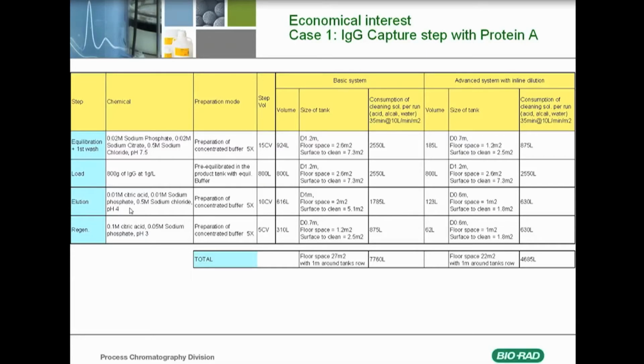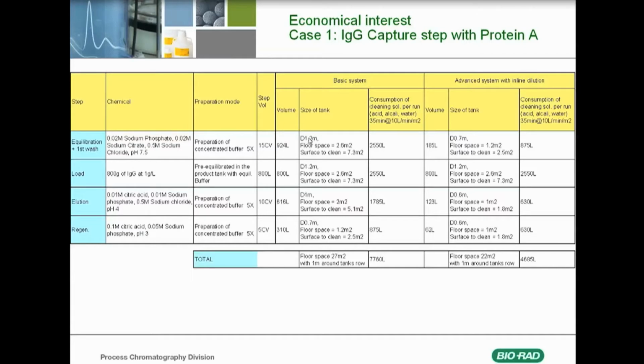So it is not possible to have one single buffer which is diluted at various ratios so as to prepare these different chemicals. Therefore, if we consider this step volume, 15 column volumes for equilibration and first wash, 10 column volumes for elution, and 5 column volumes of regeneration, the only saving brought by inline dilution is to use concentrated buffer. Here we took an example of 5x, so as to reduce the size of the tank. So we don't save numbers of tanks. We still have 4 tanks here. But with the basic system, you see that the volume of these tanks is quite important.